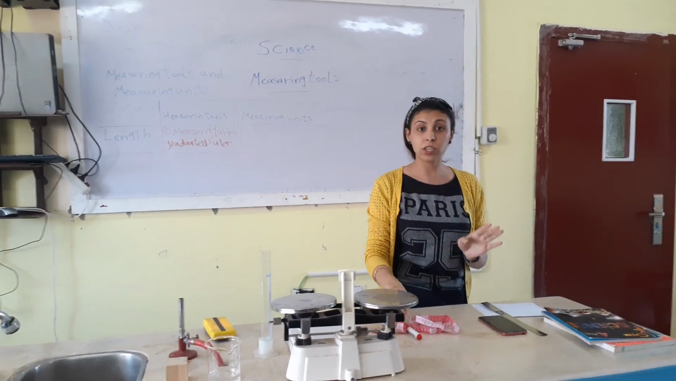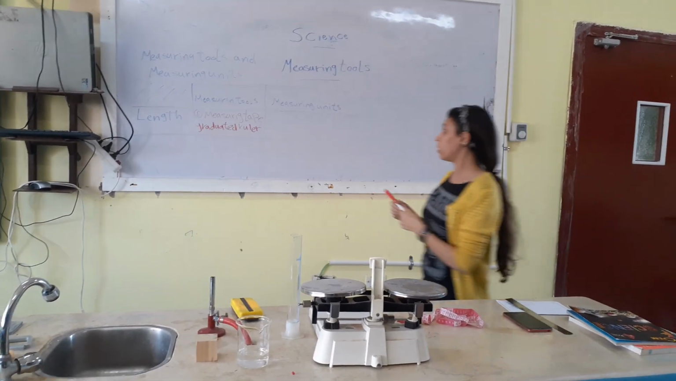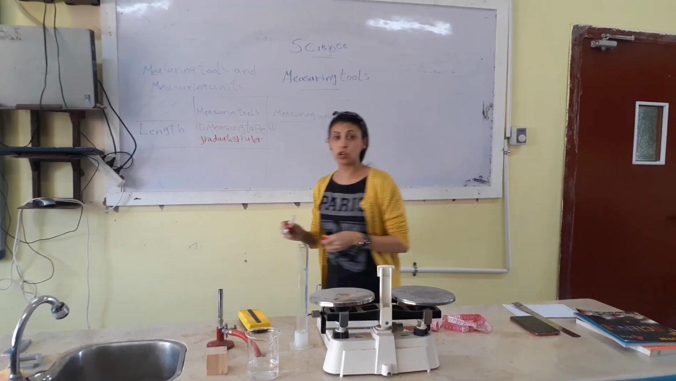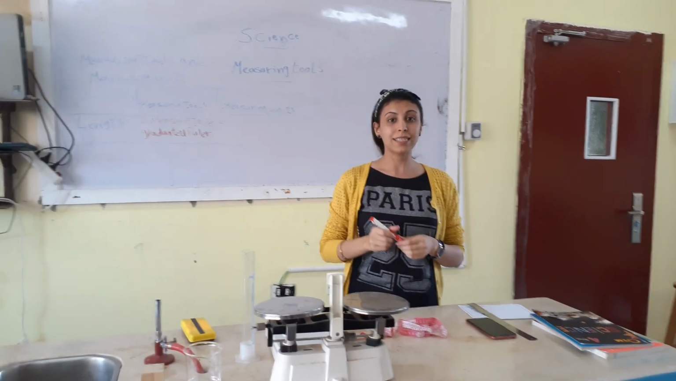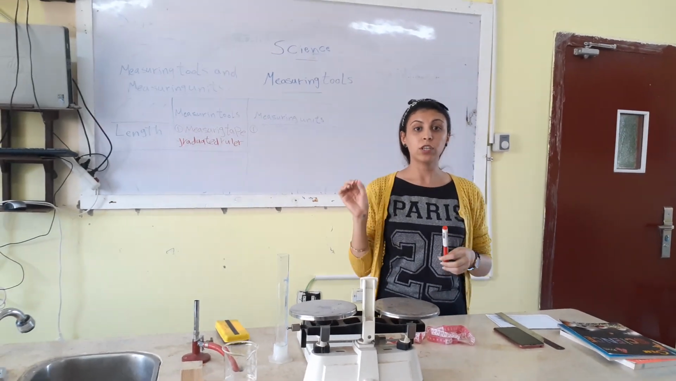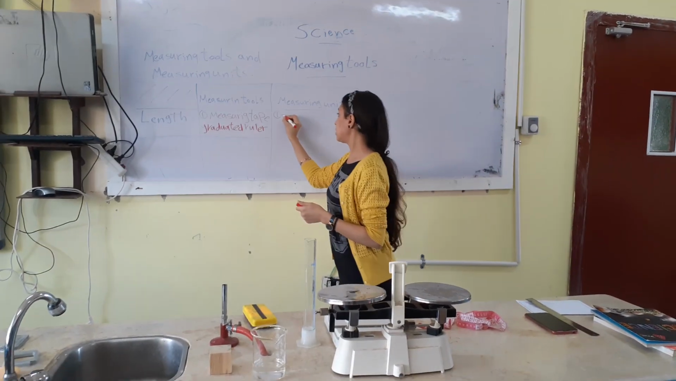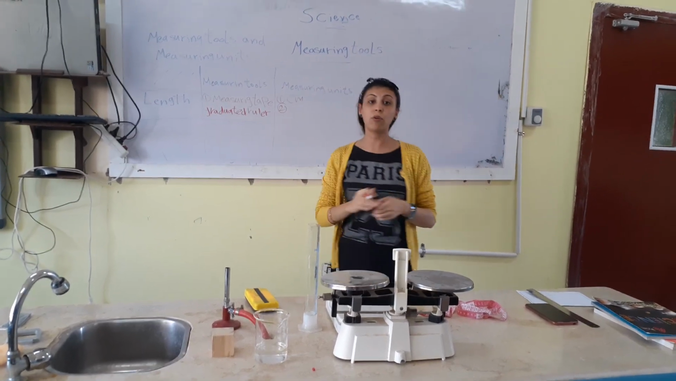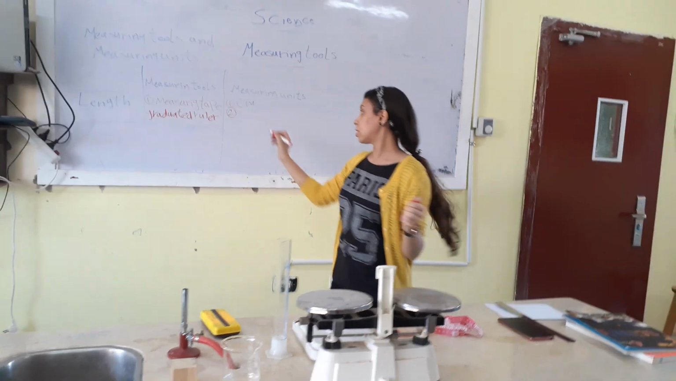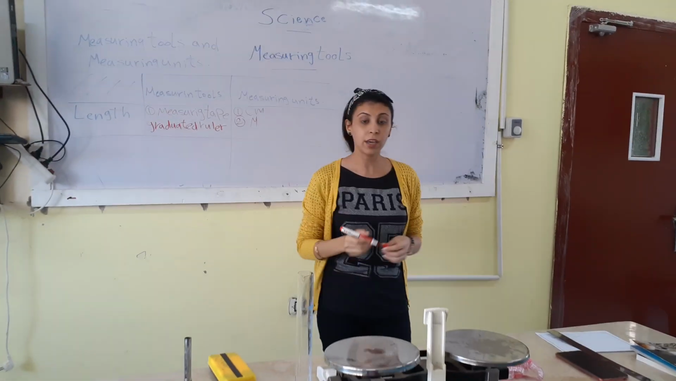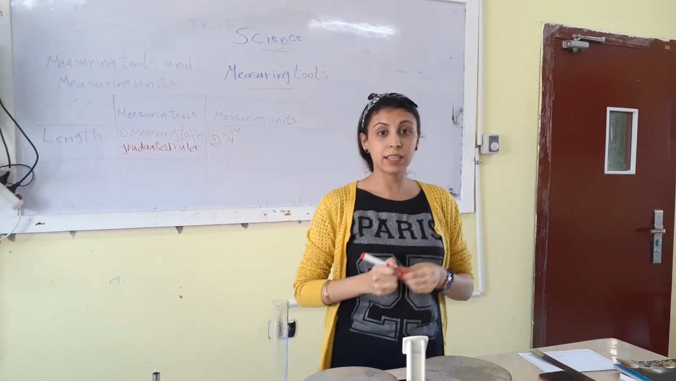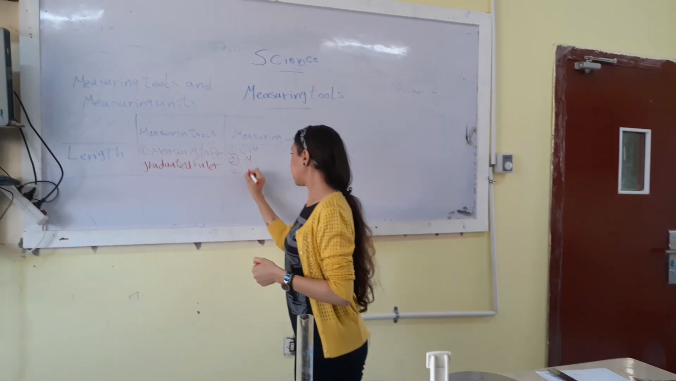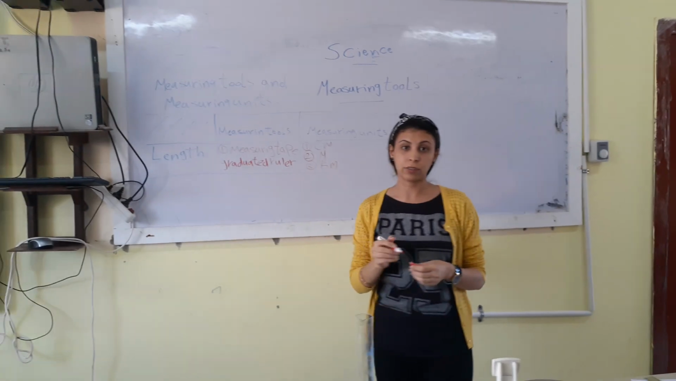Okay? The measuring units of length. Number one, for short lengths, we use centimeter. Okay. Number two, for long lengths, we use meter. Okay. For very large lengths, we use kilometer. Okay.